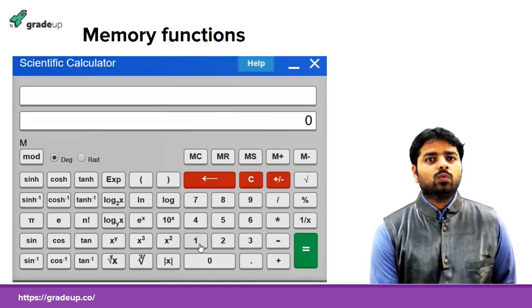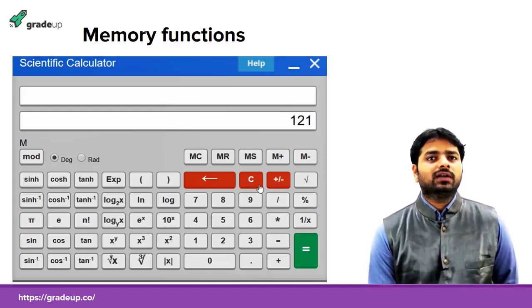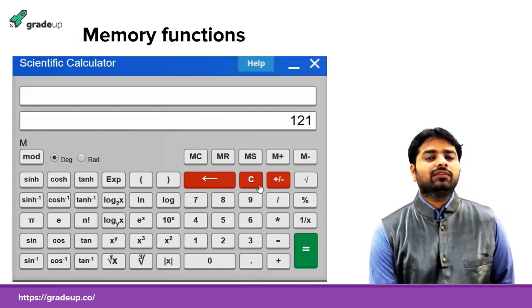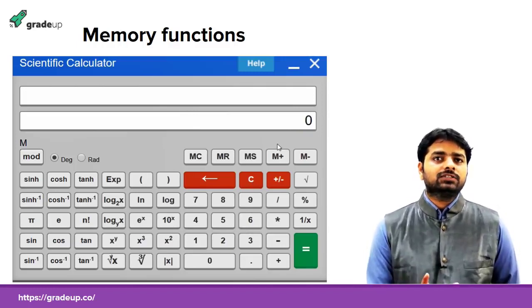So now I am pressing 1, 0. So 10 I am going to add. So 10 and then press M plus, then 10 plus 111 will be added. So you can see that when I retrieve the value, 121 is displayed, and that is stored in the memory.